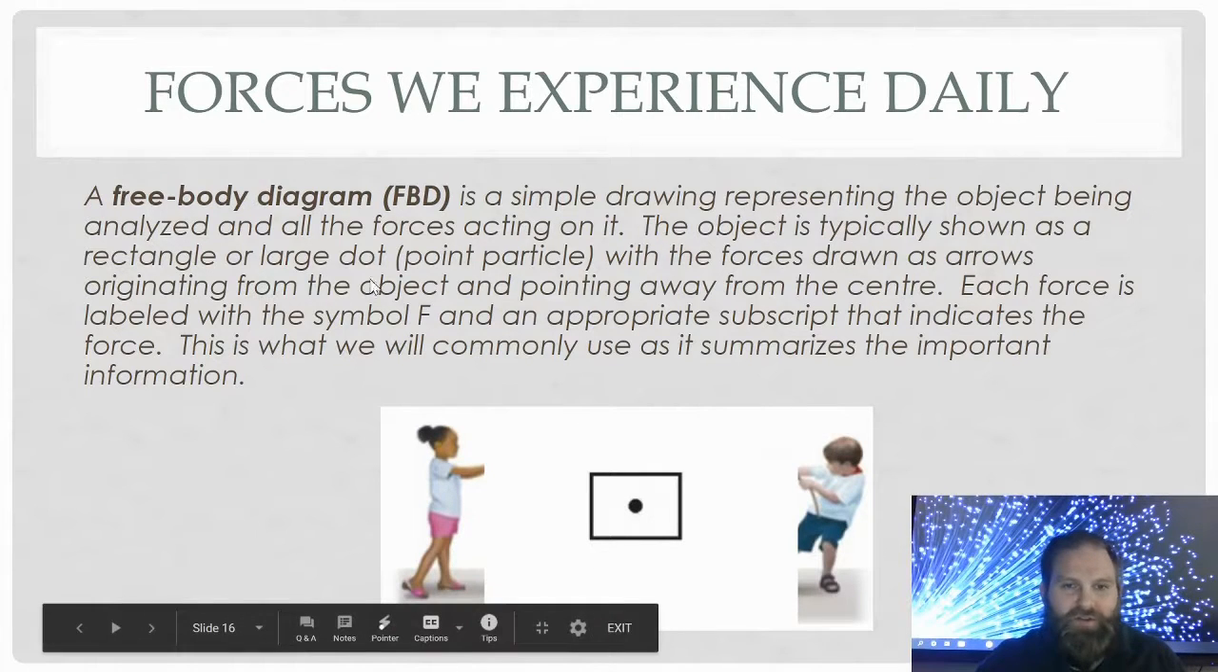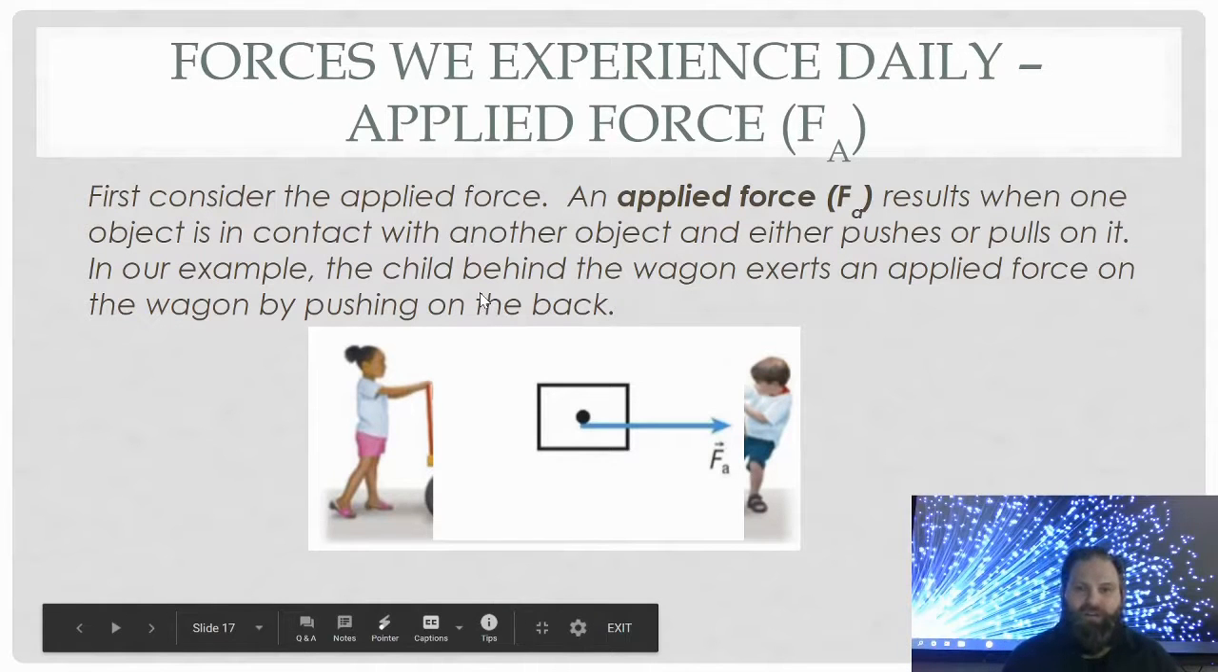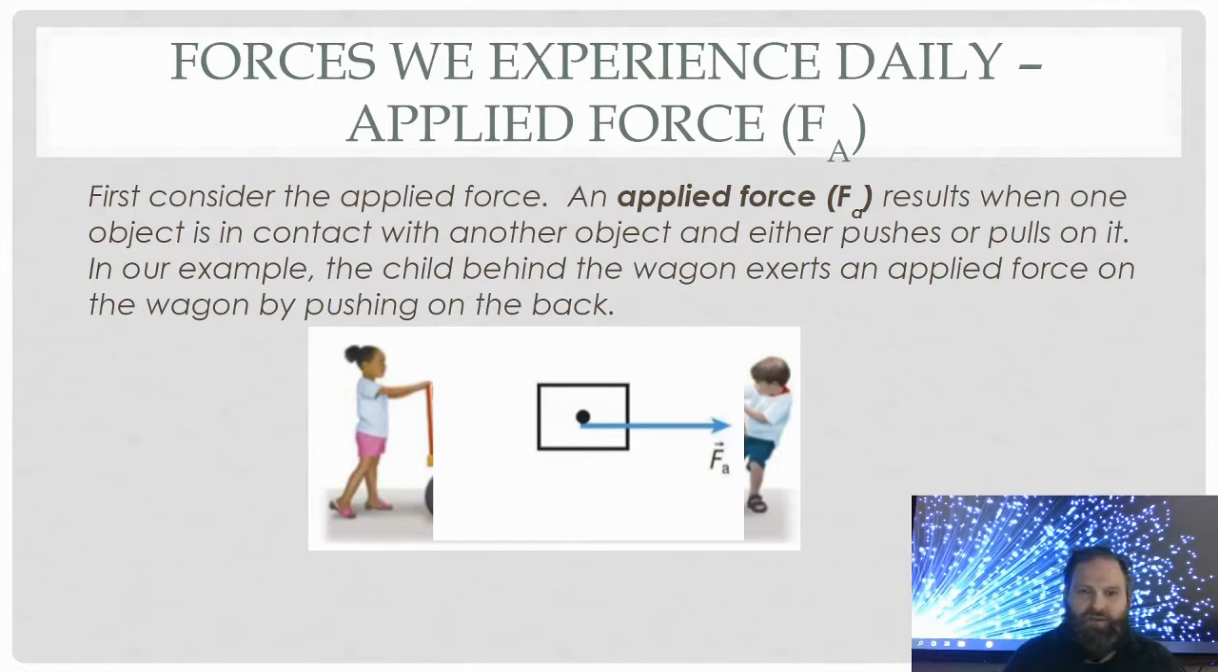First we're going to start with the little girl. She's pushing the cart to the right. So we're going to draw an arrow that starts from the center and moves to the right, and it's going to be the applied force. She's applying a force. We could have also labeled it something like F1, force 1, but just saying that there's a force being applied in the right direction.